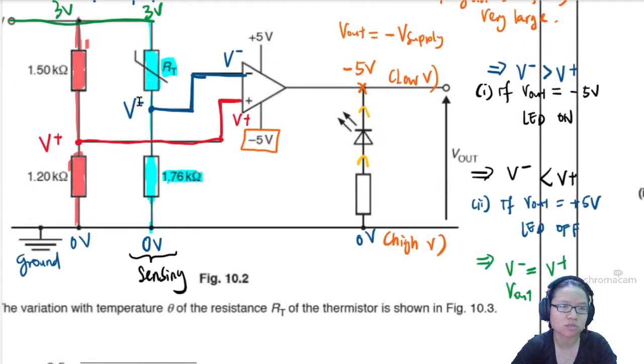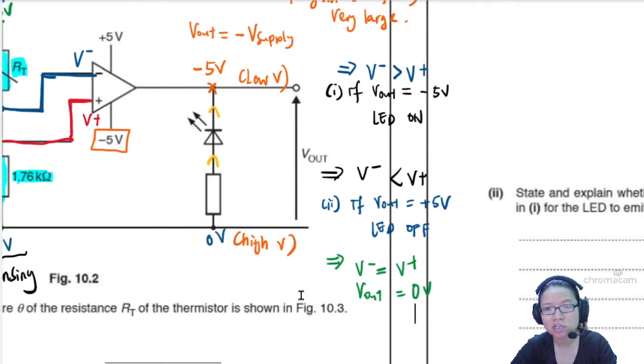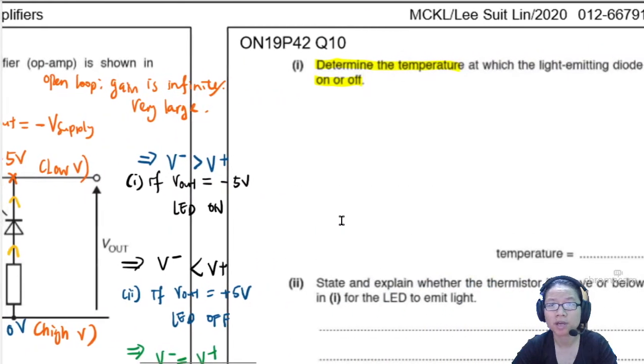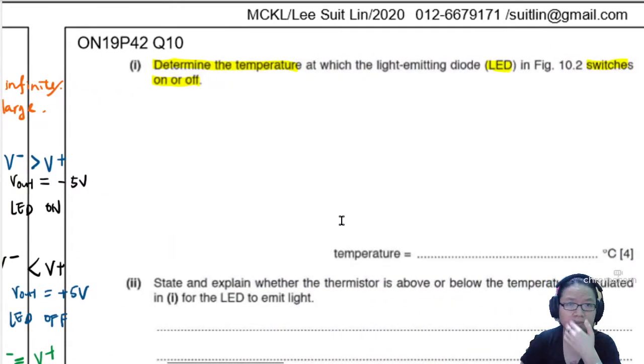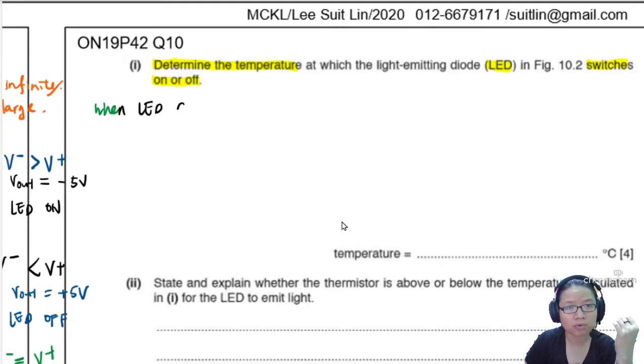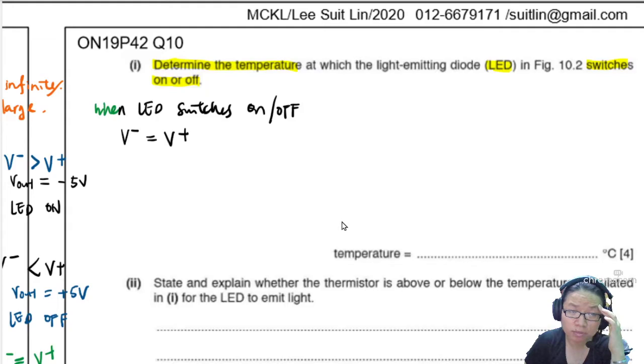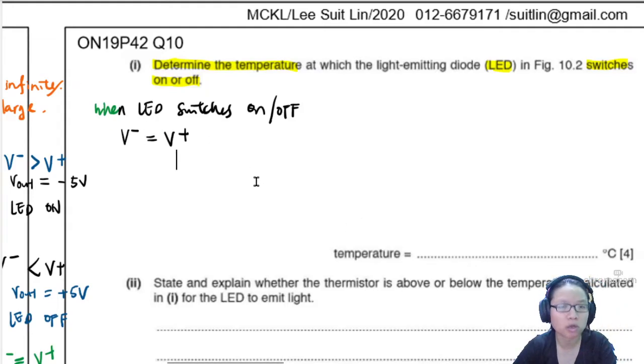I don't know whether this one is 4 and 4. Later we can calculate. Okay, so here is where we will start off. We will say that when the op-amp switches the LED on and off, the switchover point is when the inverting input is equal to the non-inverting input. So now we could actually try to calculate one of these.